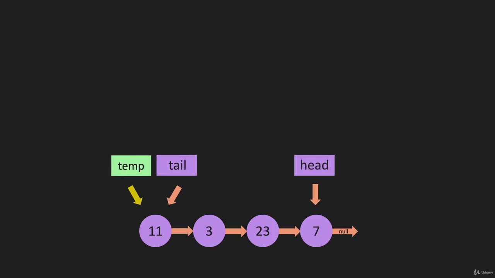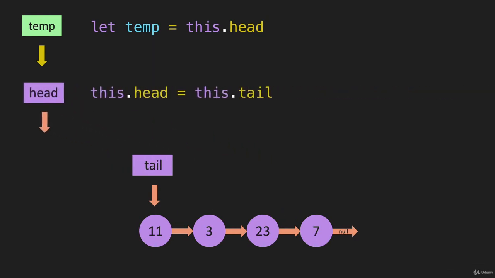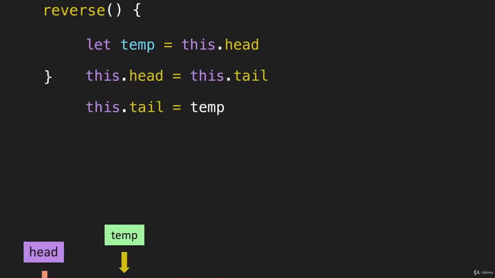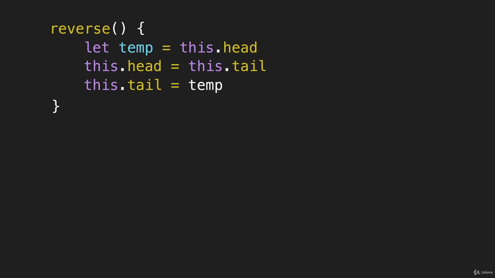Okay, so let's walk through what we just did here. We created a temp variable. We set it equal to head. Then we said head is equal to tail. And we said tail is equal to temp. Okay, let's look at this code with the rest of our code here. This is what we have so far. And this is really the easy part, just taking head and tail and switching them. Reversing all the nodes is going to be the hard part of reversing the linked list.